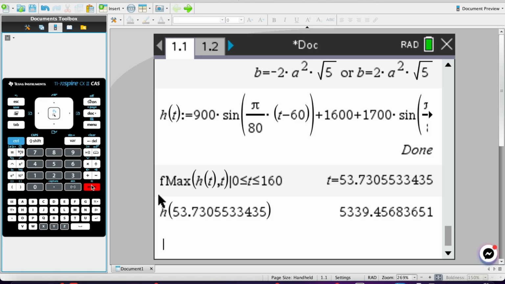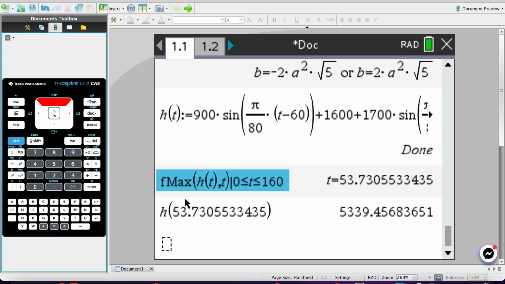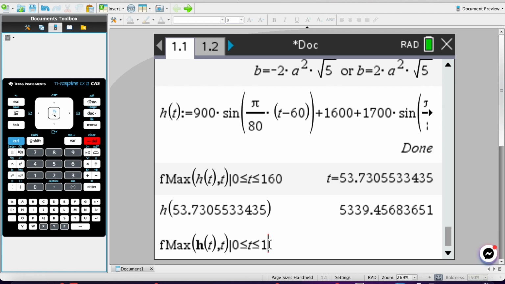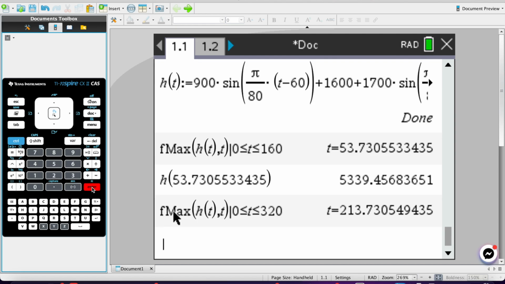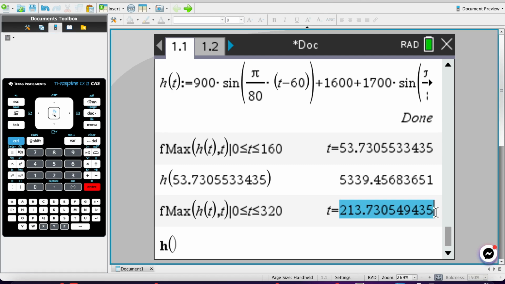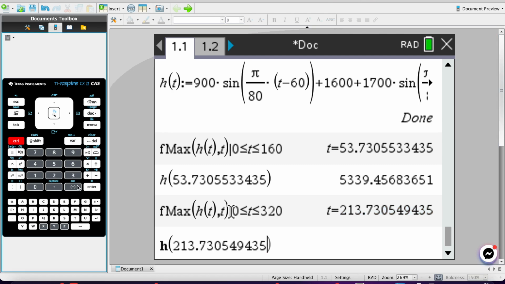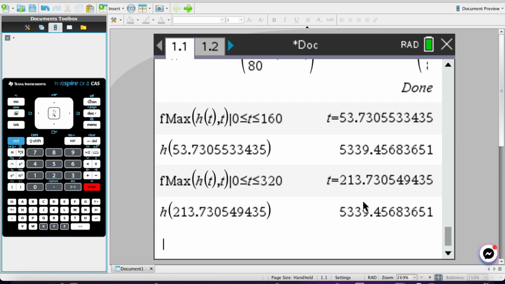We'll just check that. Now let's do 2 periods on the CAS, so 320. And we get 213, and what's h of that? The same, and that is plus 160. So 160 weeks again.